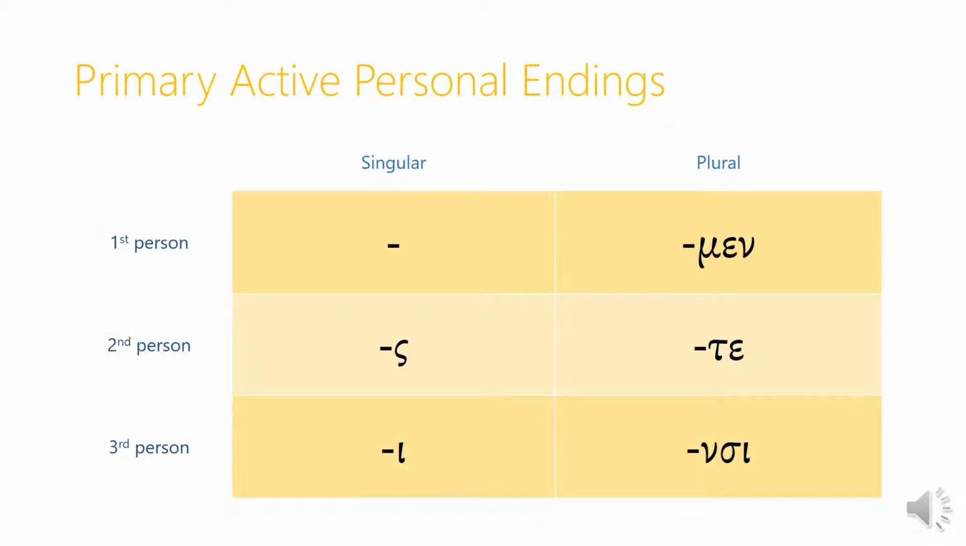As you probably remember, our primary active personal endings look like this. In the singular first person, there's no ending, just the connecting vowel which might lengthen. The second person ending is a sigma. The third person ending is an iota. And in the plural we have men, te, and nsi, which often becomes usi or asi, depending on the connecting vowel.